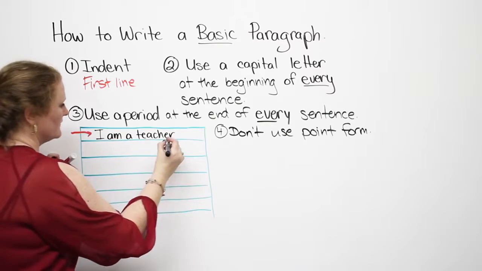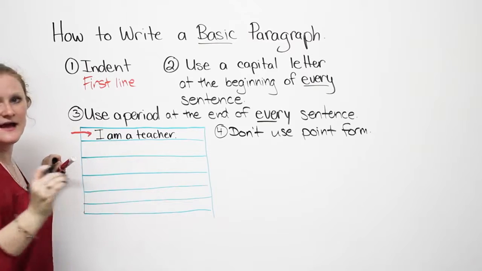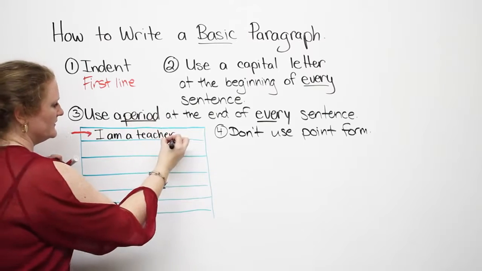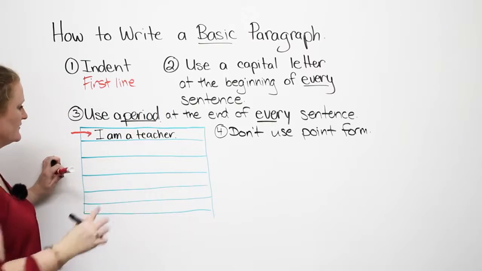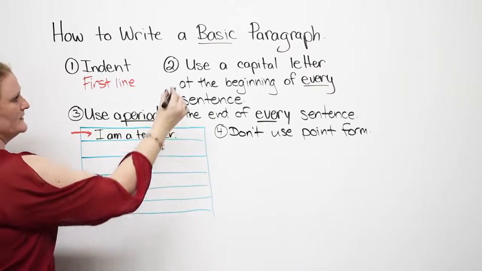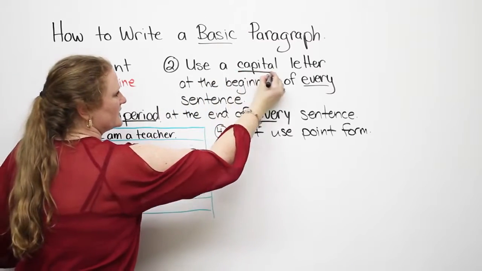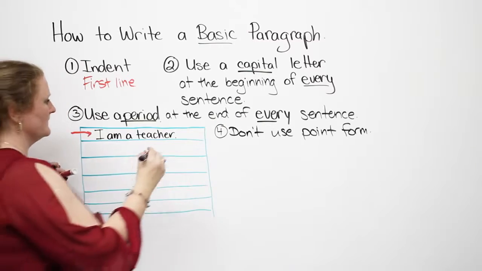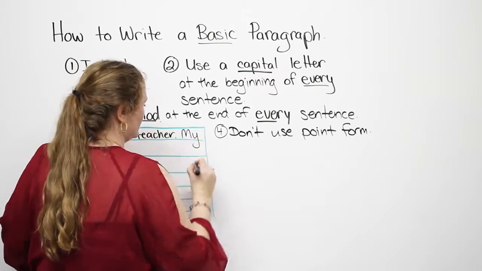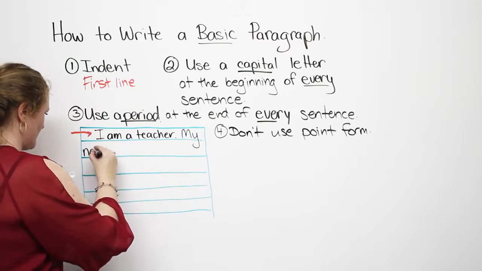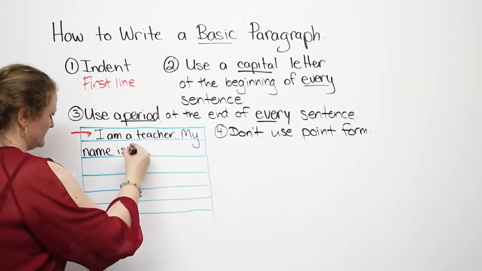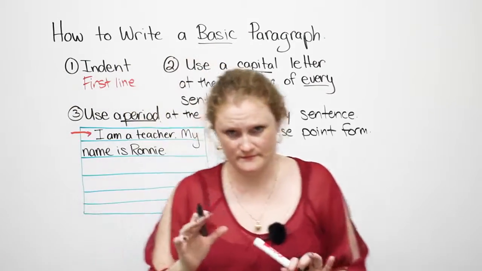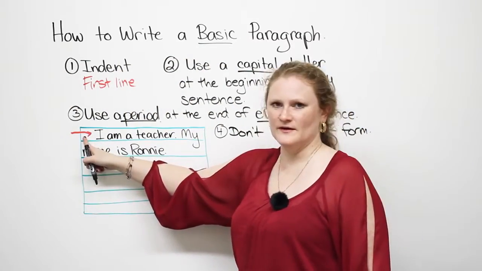So, rule number 3. At the end of my sentence, I must use a period. A period is a dot, if you'd like. So, I am a teacher. So, what I'm going to do is my next sentence, I'm going to begin it with a capital letter. My. So, I want to say my name. My name is Ronnie. So, what I've done, rule number 1, indent.